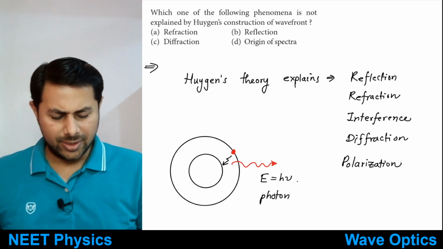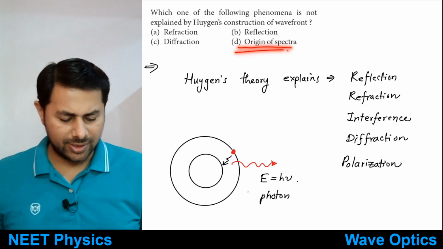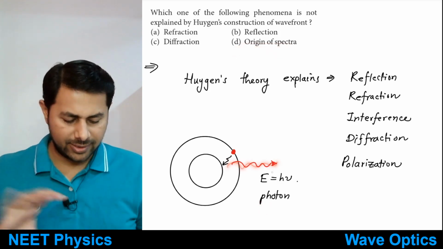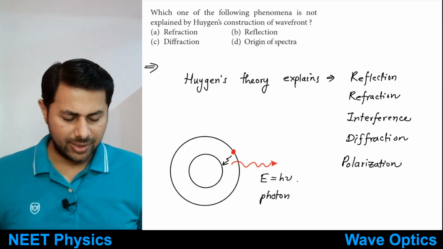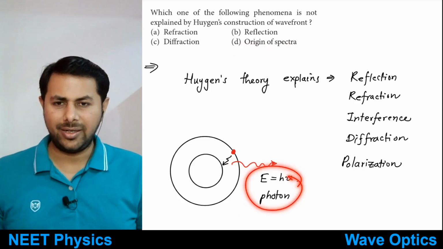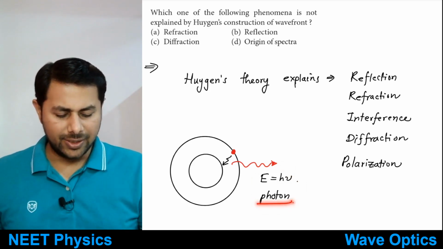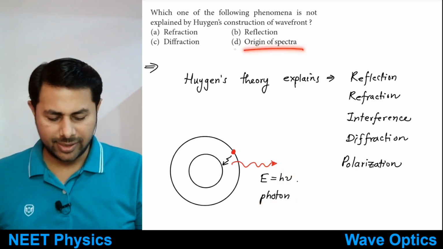Okay, so the origin of spectra, these are spectra. The light emitted by an excited atom is called a spectra. It can be explained by photon nature of light, which is not wave nature, it's a particle nature. So this is the answer. It cannot be explained.